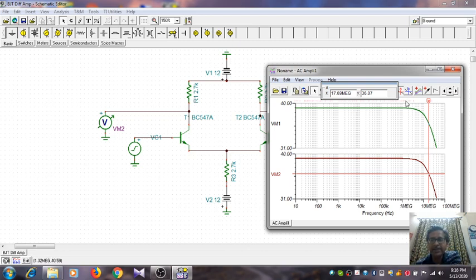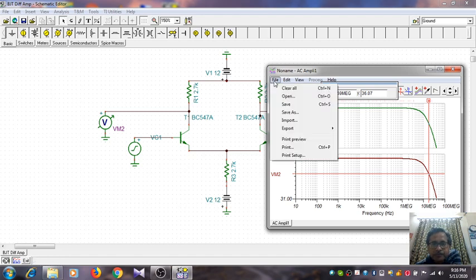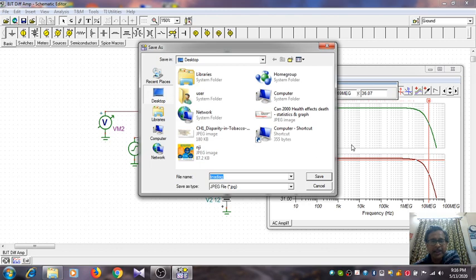Now this frequency response corresponding to the differential mode operation, we can try to save it in a particular file. For that, let us go over to the file menu. We can save it in the inherent format, but we will not be able to display it properly or even take the printout. So let us export it to a convenient format, that is bitmap or JPEG. JPEG is a very convenient format. The size is also reasonably small.